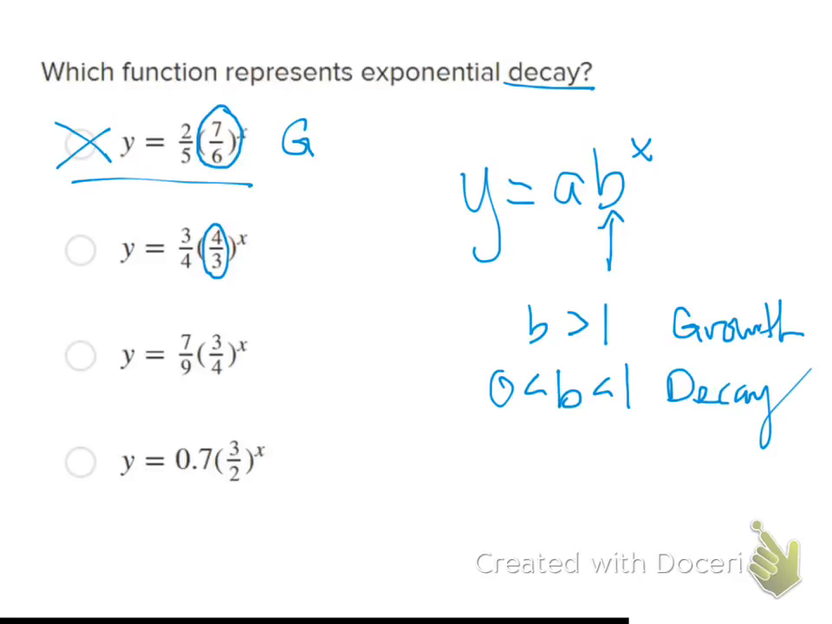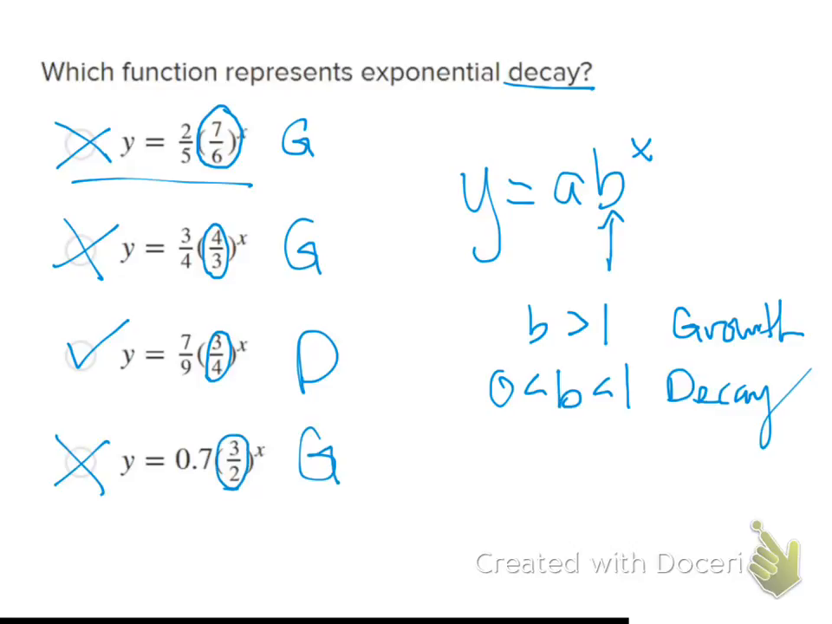How about this one? Looking at the b, that's bigger than 1, that's growth. How about this one? Oh, that's less than 1. That's decay. And this one, greater than 1, growth. All right, so keep an eye on those. Those are some of the problems you're going to see on your practice tonight.